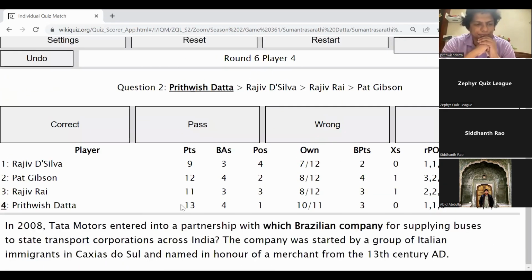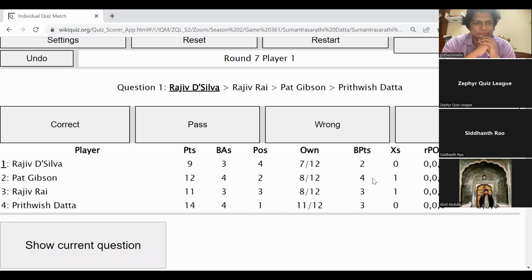And the second direct now, Prithvish. In 2008, Tata Motors entered into a partnership with which Brazilian company for supplying buses to state transport corporations across India? The company was started by a group of Italian immigrants in Caxias do Sul and named in honor of a merchant from the 13th century AD. Marco Polo buses. Is indeed correct.